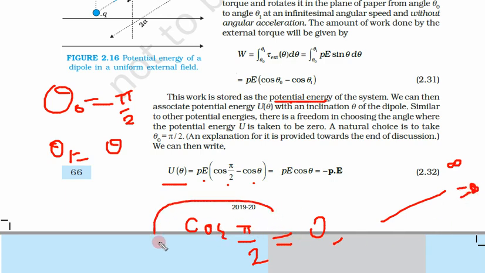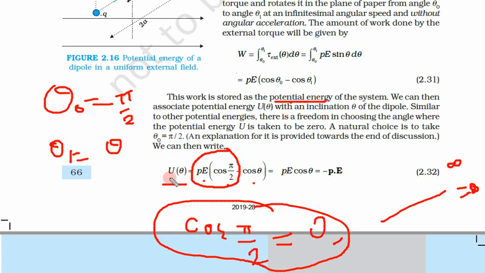Similarly, here we have taken the initial potential energy such that it becomes 0. Initial potential energy, and final potential energy is at some angle theta. So let us calculate this. Now you must understand why we have taken pi by 2, because for this the initial energy is 0. So this term goes to 0. So the only remaining term is minus pE cos theta.